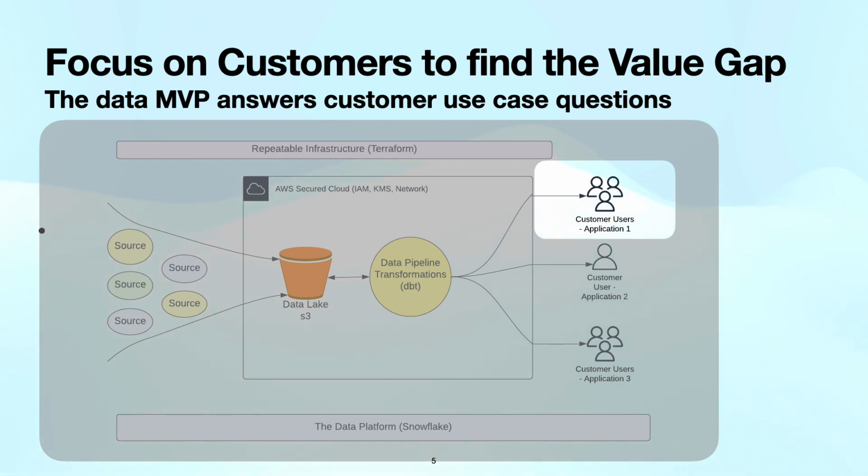So, first of all, when we look at the value gap, we're picking a use case in our architecture. So in this diagram here, I have grayed out the standard inputs, the S3 buckets, the pipeline. And I really want to focus, rather than on the building, on the customer first, because we start with the data value gap and we use the MVP to answer those customer use case questions.